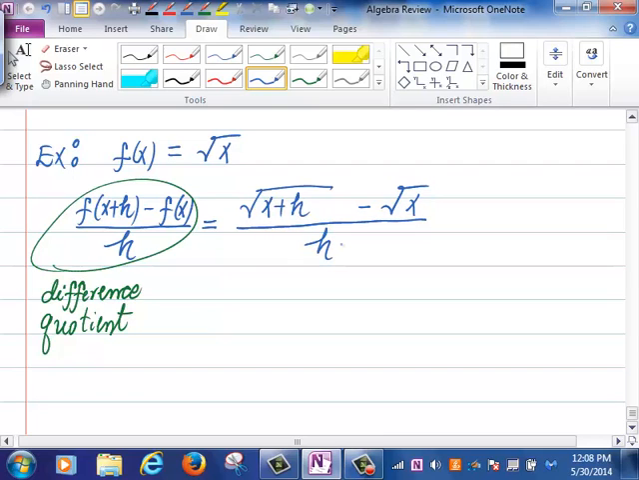Now, how do I simplify that? I think it's a little bit misleading to say simplify. What I want to do is get rid of the h in the denominator. Later on, in other problems, you'll see why I want to get rid of that h. But how do I get rid of that h? I don't have an h in the numerator as a factor, right? If I want to get rid of the h in the denominator, I need a factor of h in the numerator, right? So how would I get that?